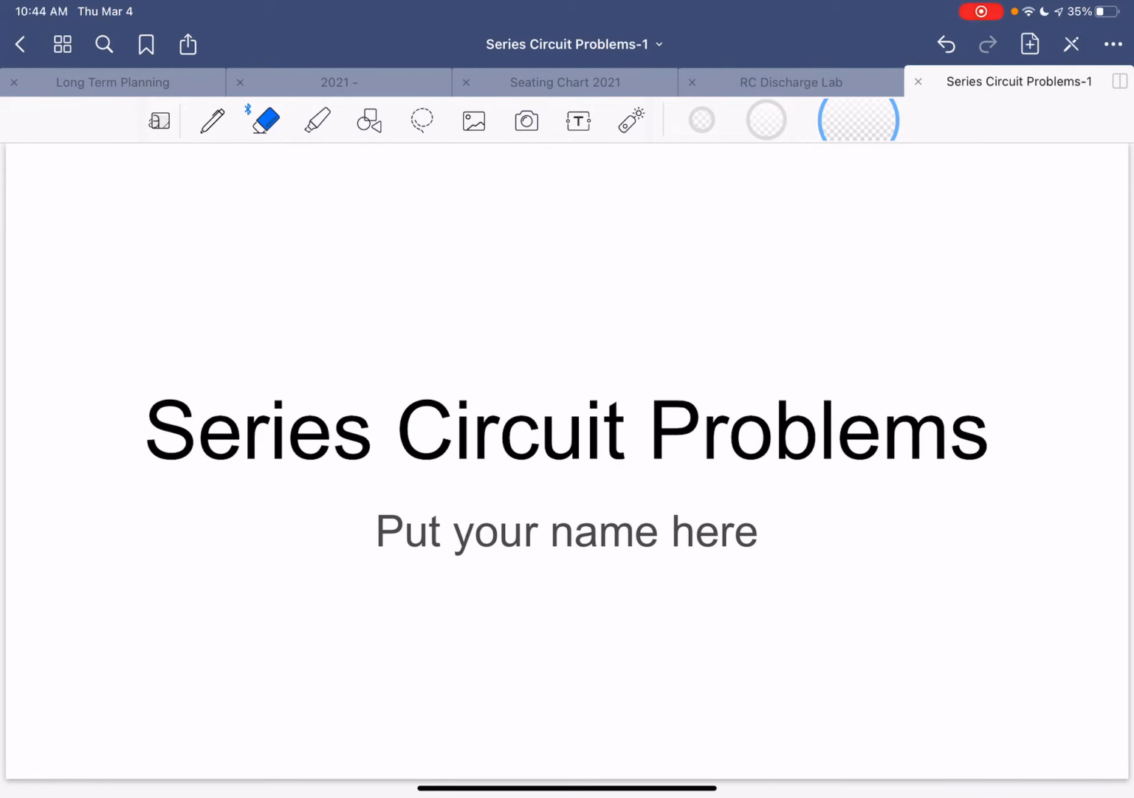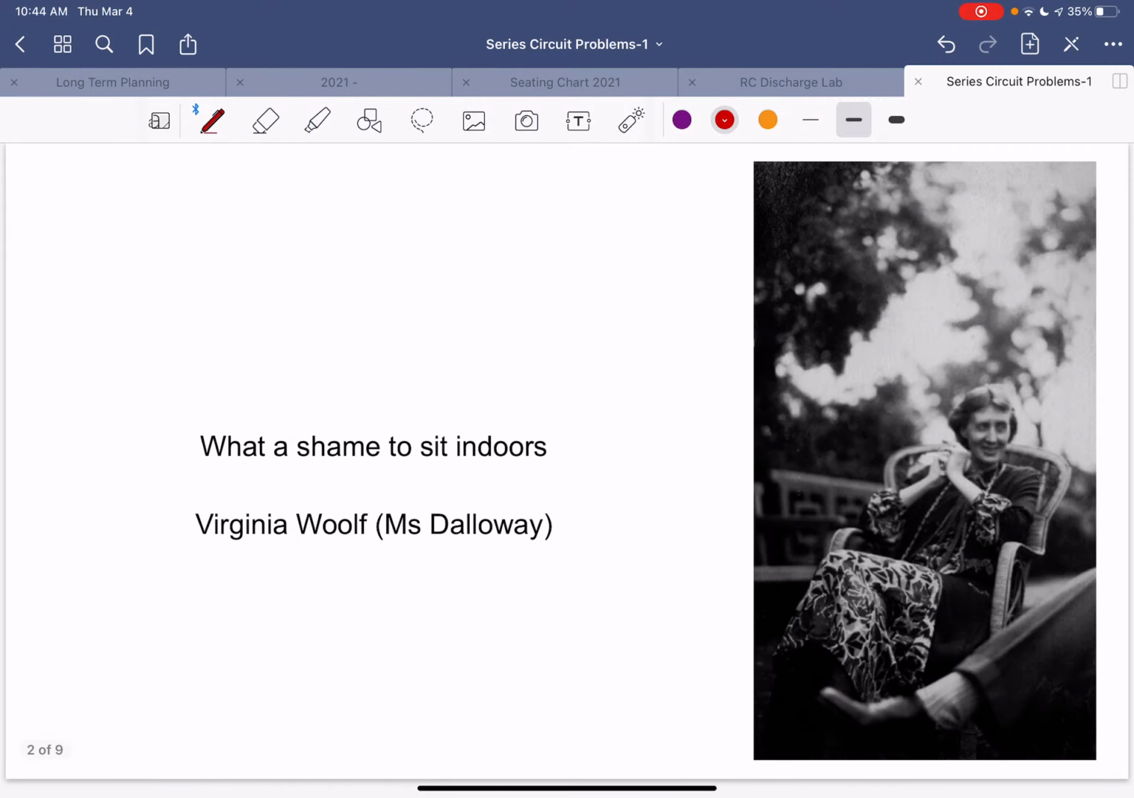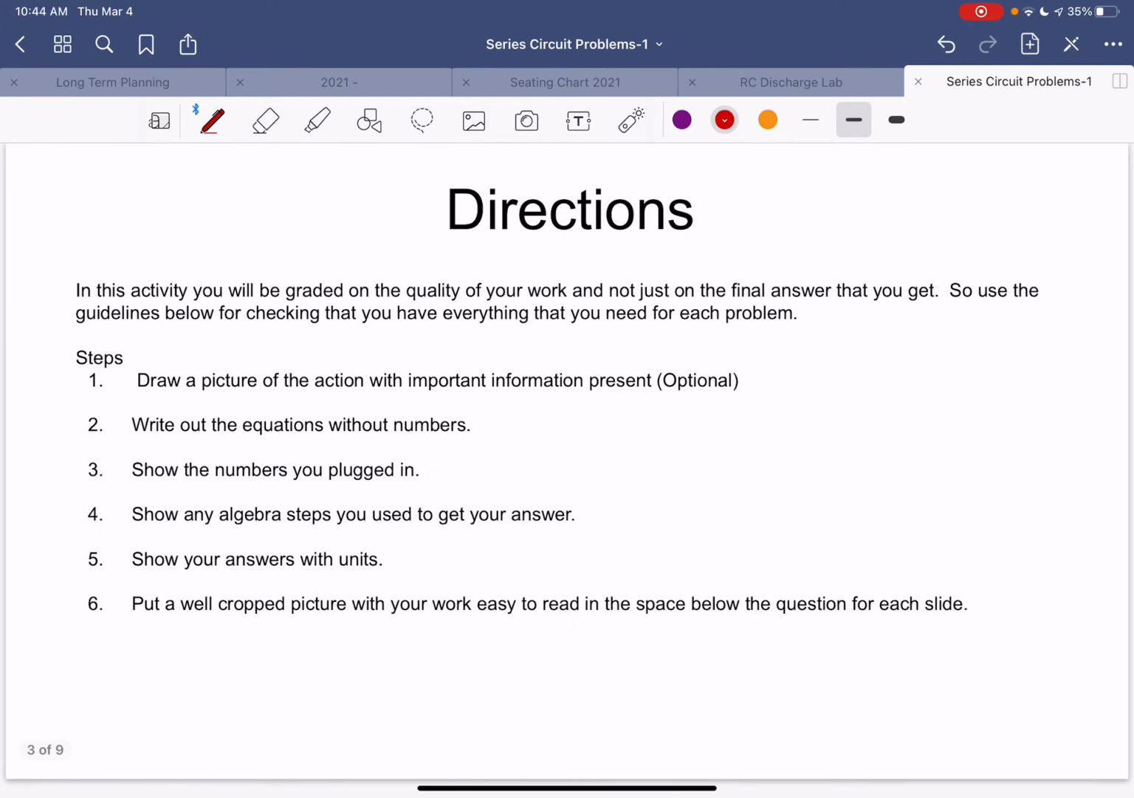So let me talk to you about doing these series circuit problems. Hopefully we're doing them together, but if not, here are some hints to get you through. Hopefully you're in a nice comfortable spot and maybe you're working outdoors on your tablet.